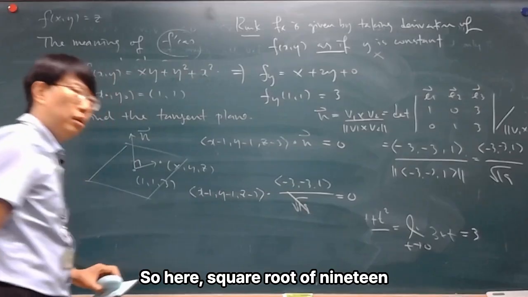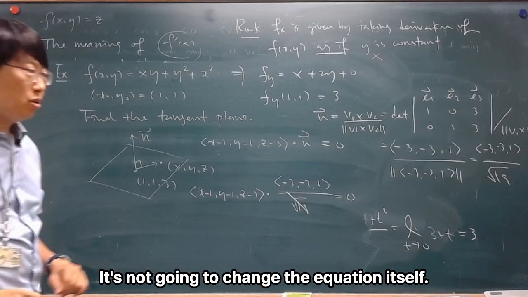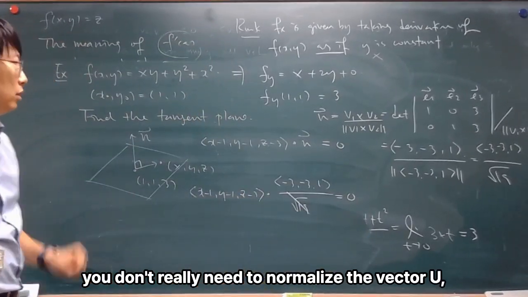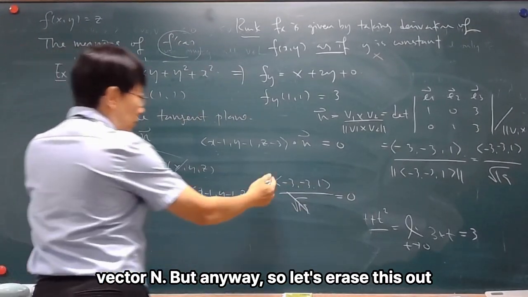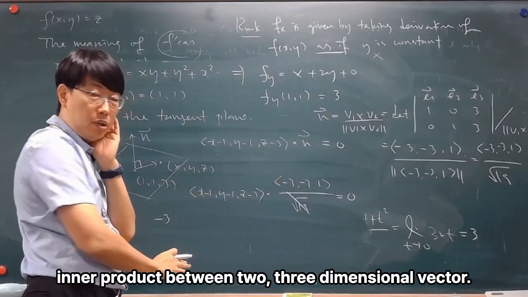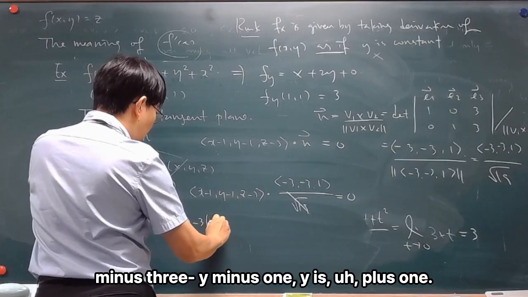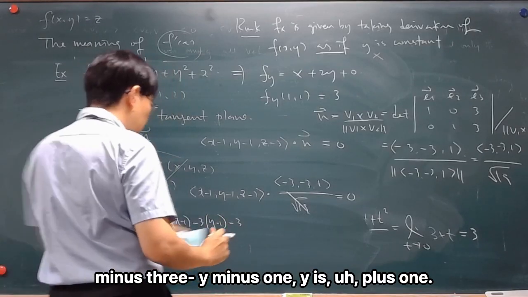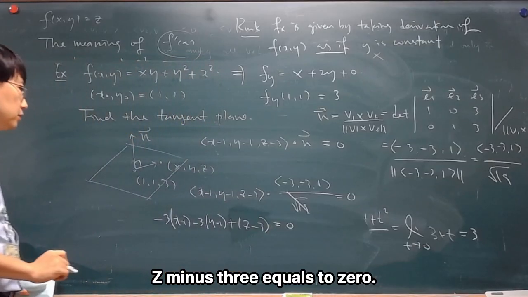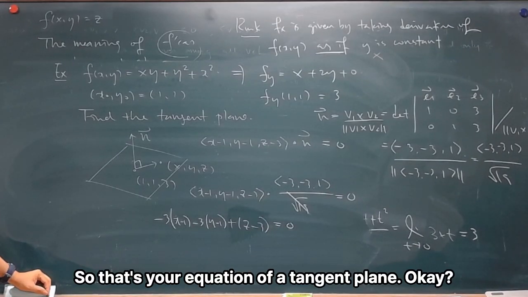Here, the square root of 19 doesn't really matter whether or not you have it. It's not going to change the equation itself. That's why I said you don't really need to normalize the vector n. But anyway, let's erase this. And what do we have? Take the inner product between the two three-dimensional vectors: minus 3 times x minus 1, minus 3 times y minus 1, plus 1 times z minus 3, equals 0. So that's your equation of a tangent plane, okay?